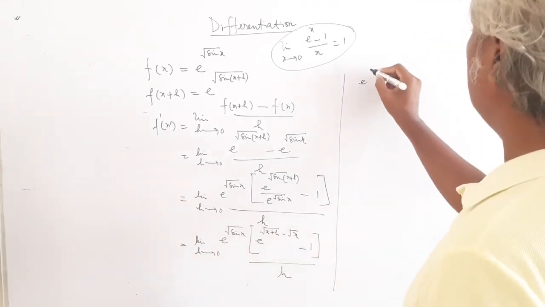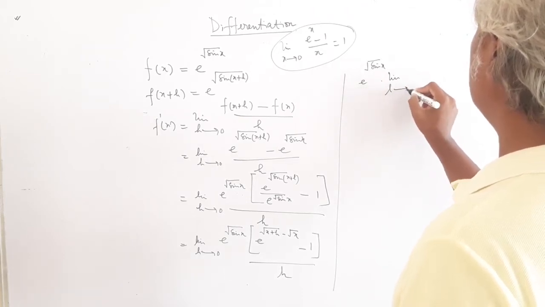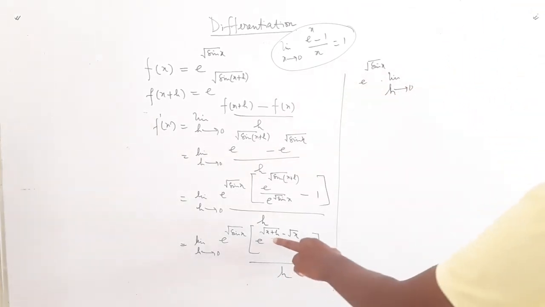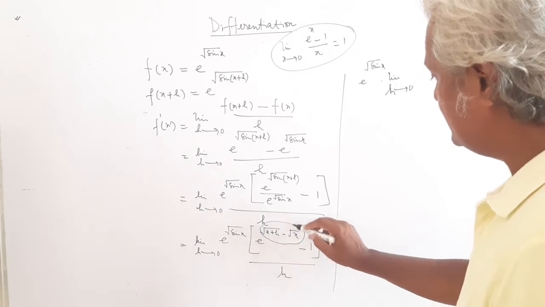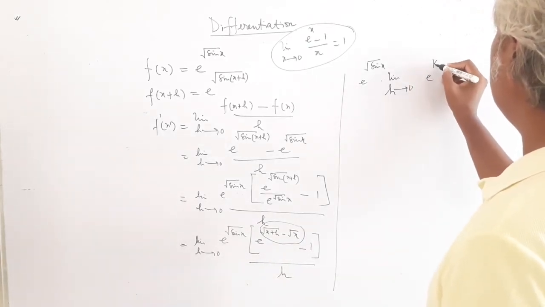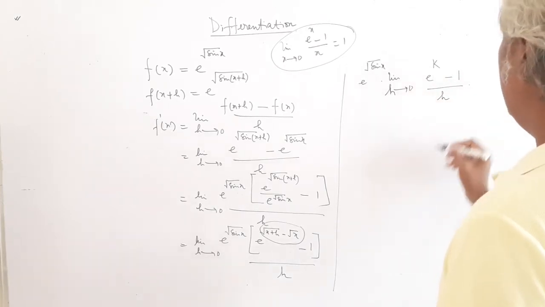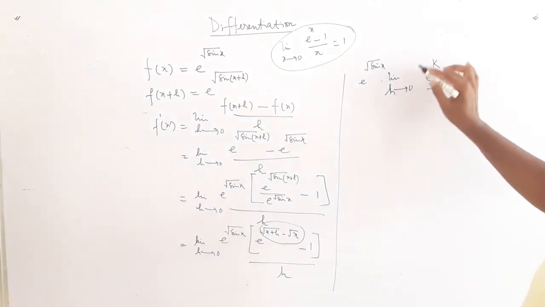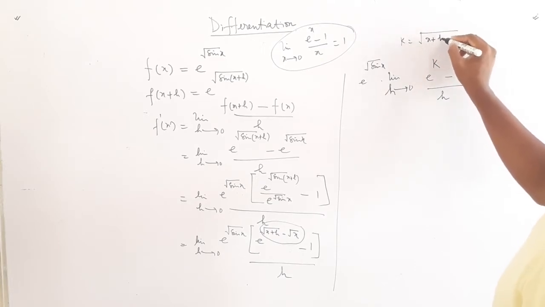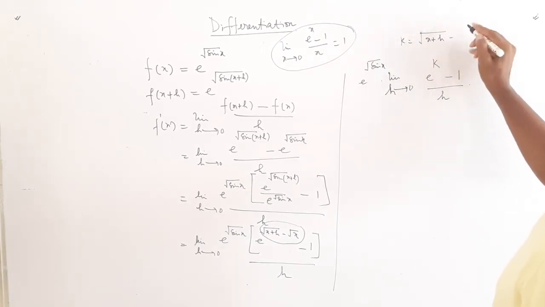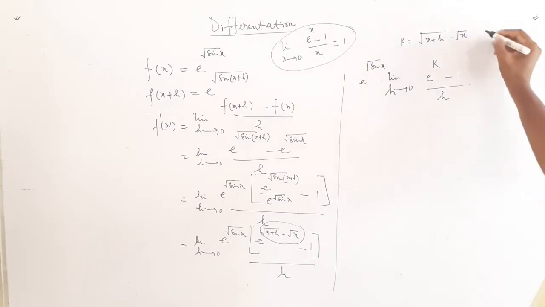So we can write here e to the power root sin x, and then this becomes limit h tends to 0. Now this part, under root x plus h minus root x, if I take it as suppose k, so this becomes e to the power k minus 1 upon h, and then this whole thing. Now what is your k? So I can write here k is under root x plus h minus under root x. This is just my assumption.